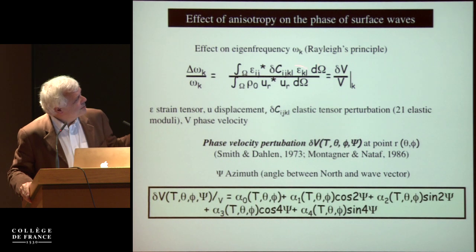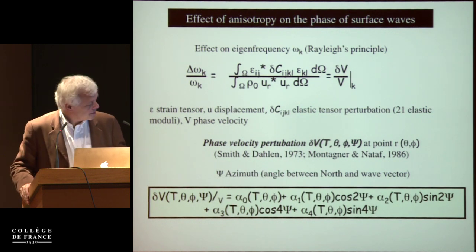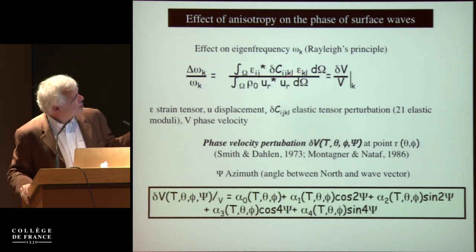Usually seismic anisotropy is expressed through an elastic tensor. I know it scares students usually because it's a fourth order tensor, so we have to calculate this kind of product to obtain the phase velocity of Rayleigh or Love waves. And the result is quite simple.